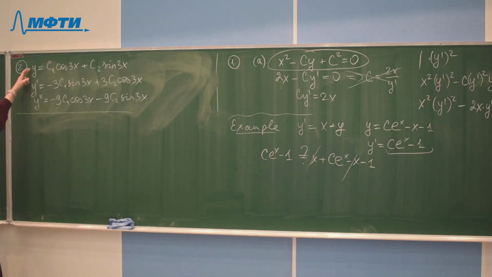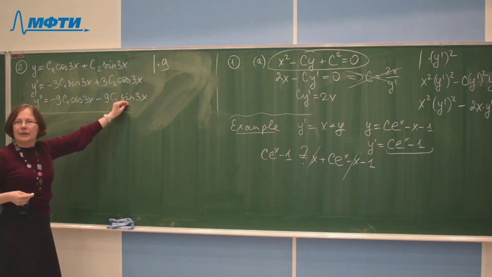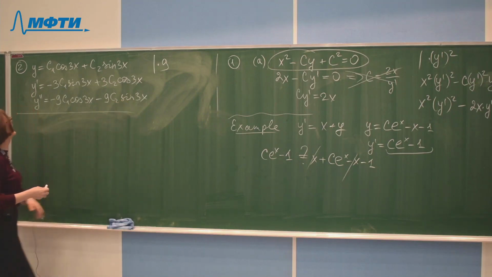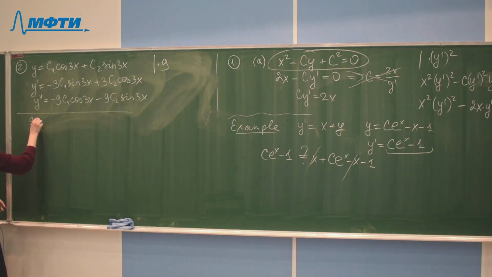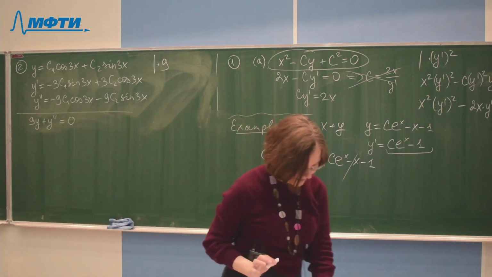Right. We may multiply the first equation by 9. Let's multiply it by 9 and add it to the last function, right? And this will give us 9y plus y double prime is equal to 0. So this is the answer, the differential equation for this two-parameter family. Okay, so I think it is done.